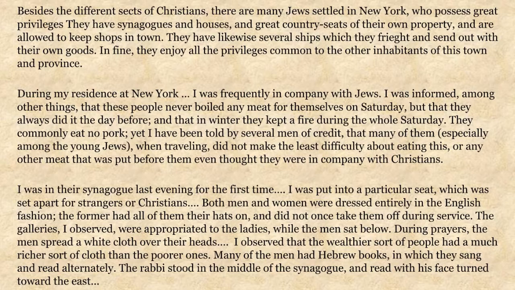During prayers, the men spread a white cloth over their heads, tallis. I observed that the wealthier sort of people had a much richer sort of cloth than the poorer ones. Many of the men had Hebrew books in which they sang and read alternately. The rabbi stood in the middle of the synagogue and read with his face turned toward the east.